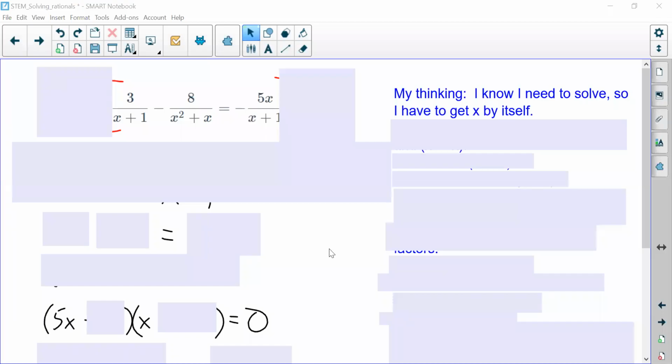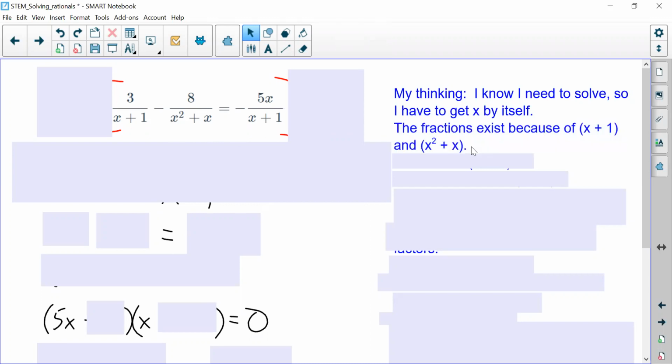Hello, everybody. So I'm going to do two examples and I'm going to think through them, think out loud. So I need to solve this equation. This is taken directly from Delta Math. There are three sections in there, three problems each, and this is from the middle section. And I know I need to solve, which means I need to get x by itself.